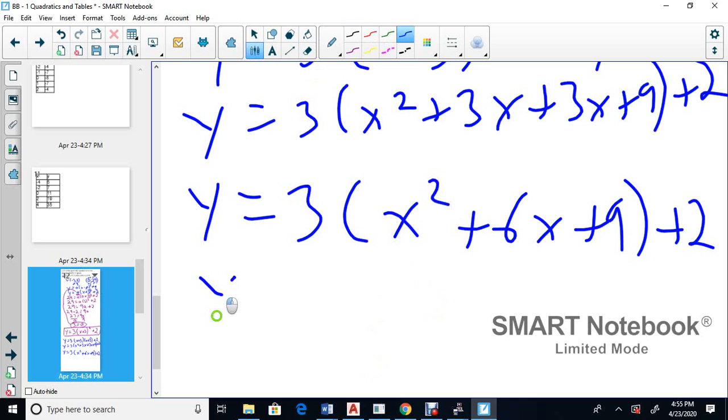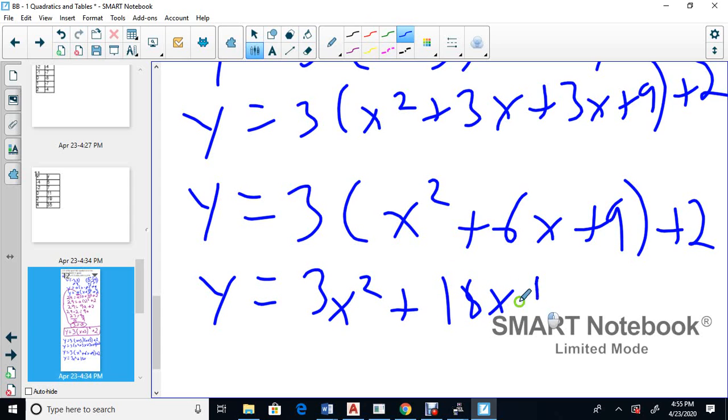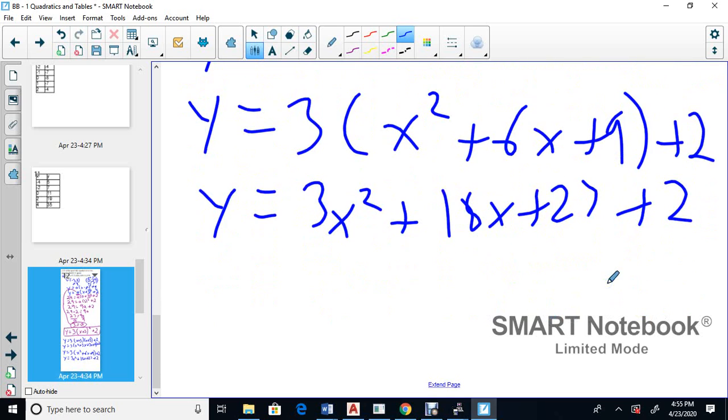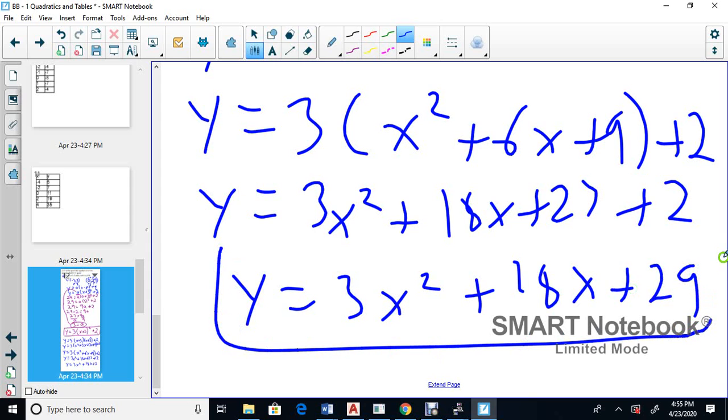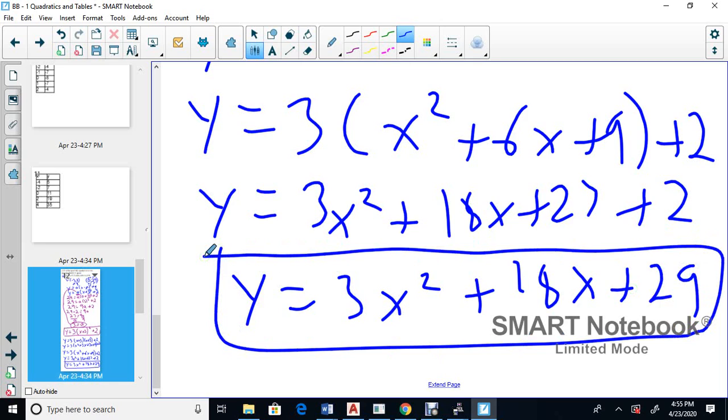Okay, and then we get y equals 3x squared plus 18x plus 27 plus 2. And then we add the last two numbers and we get y equals 3x squared plus 18x plus 29. This is difficult. It requires a lot of steps and a lot of work. So I am now going to do this next one. If you want, you can try it before I do it.